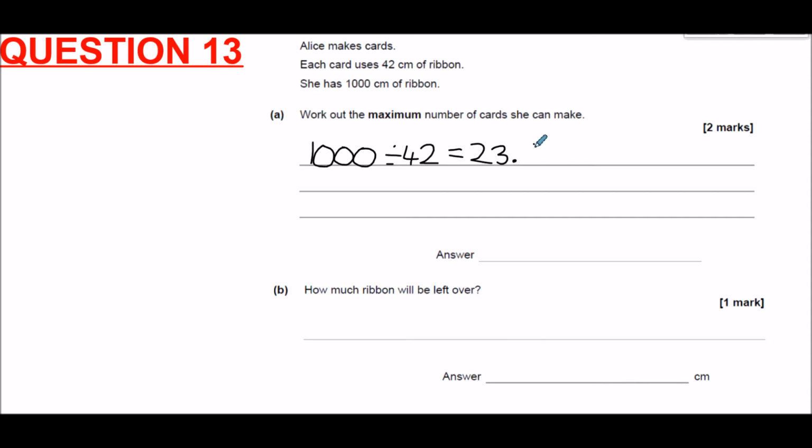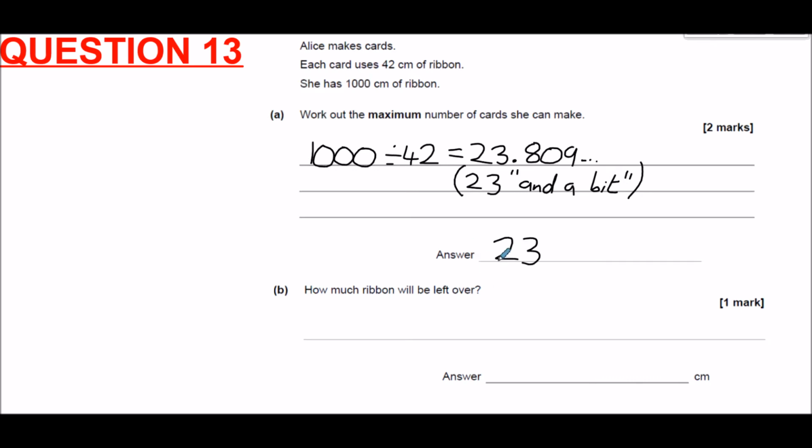The point is how to interpret this answer. What this means in plain English is you can make 23 whole bits of ribbon and a bit left over. So the decimal part of that number represents the remainder, whatever's left. So 23.8, almost 24, but not quite. So the maximum number of cards she can make, because she can use 23 lots of ribbon, with that she can make 23 cards. How much ribbon will be left over?